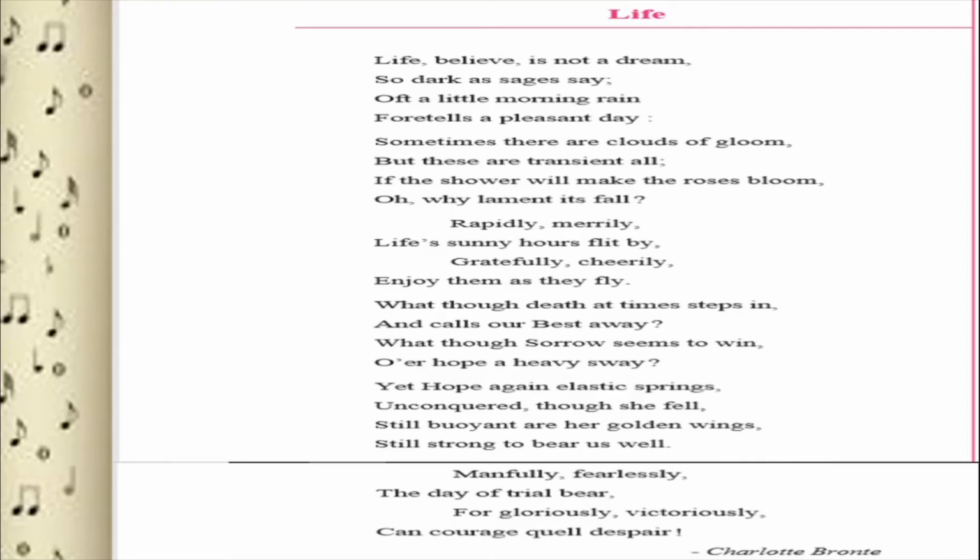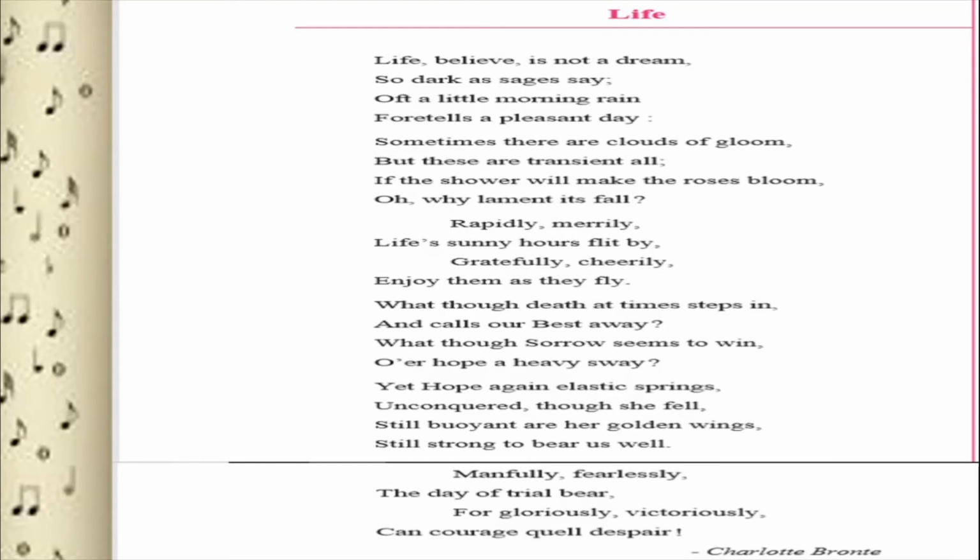What is the meaning of dark here? Dark means sad. Dark means difficult. Okay? So they are saying that life is not dark. Like many sages. Who are sages? Sages are people who are very knowledgeable. Like we say pandits. Okay? Like we say the people who are very educated or who have a lot of knowledge about things in life. Those people are called as sages. And in Indian languages, we call them as rishis or munis.